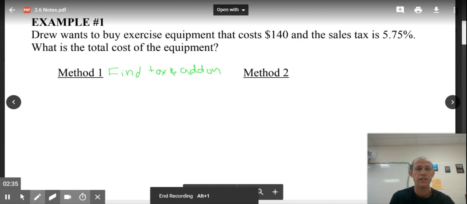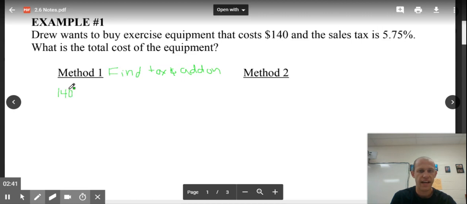First method is find the tax and add it on. So if we have $140 and it has a 5.75% tax, I'm going to multiply by that number. So I have to change that percent into a number by dividing by 100. When I do that and multiply to find the tax, I will get $8.05 for the tax.